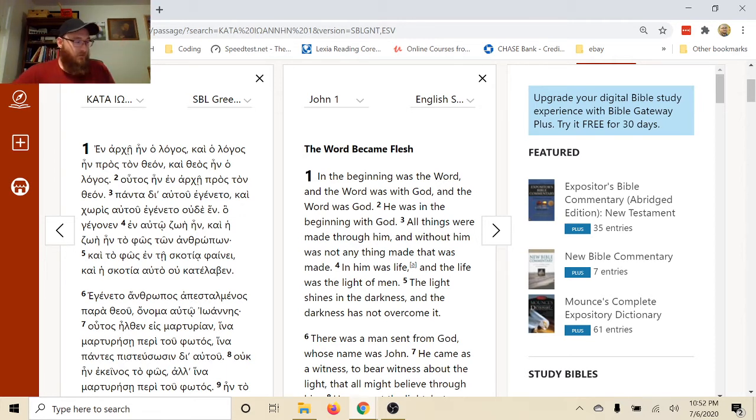And that, especially for a Greek thinker who would have known Greek philosophy up to that point, and would be reading this and going, the eternal logos, that would be a big thing for John to come out and say.